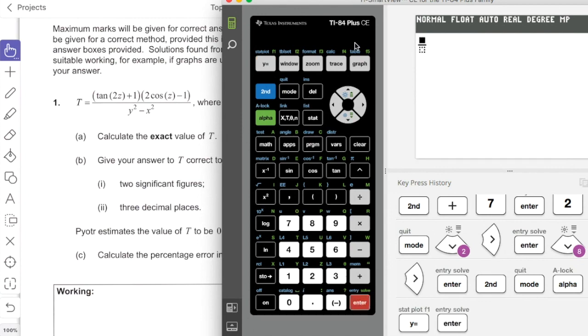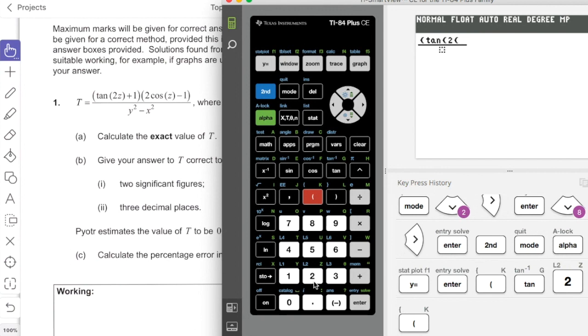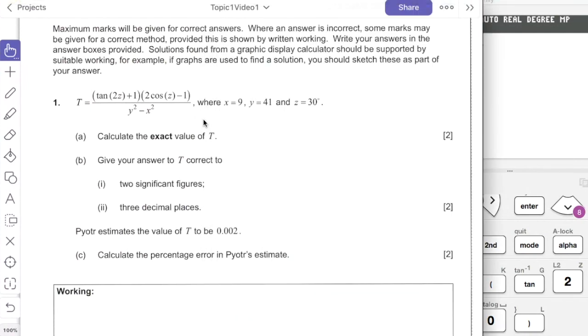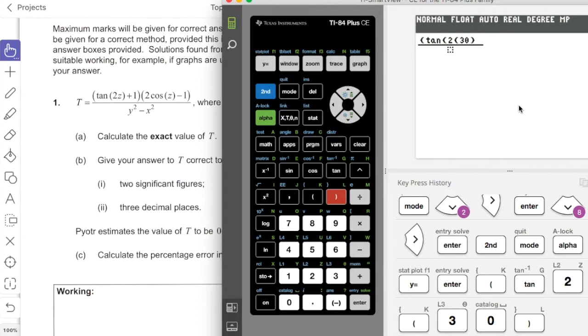In the numerator, you want to try and write your calculation exactly the way that it's set up here. Brackets, tangent, 2, and then I like to substitute. I like to put brackets wherever I substitute. The angle was 30 degrees. I saw that before. And y is 41, x is 9. So twice times the angle. I've got to close that bracket.